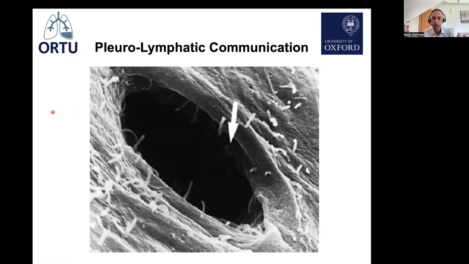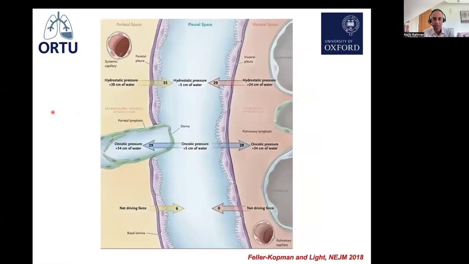So Wang was the original histopathologist who identified these. What this allows is bulk flow from the pleura out into the systemic circulation of even large cells such as red cells. And so overall, we come up with this scheme that a cartoon was given in this great review article in the New England Journal done by David Feller-Cotman and Richard Light before he sadly died.